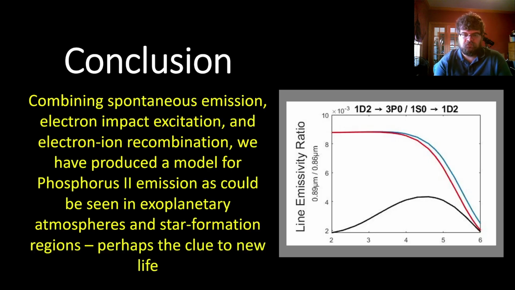Just to sum up what I've talked about today, we have combined spontaneous emission, electron impact excitation, and electron ion recombination to produce a model for phosphorus 2 emission, as we could see in exoplanetary atmospheres and star formation regions, which could perhaps be a clue to finding new life in the universe.